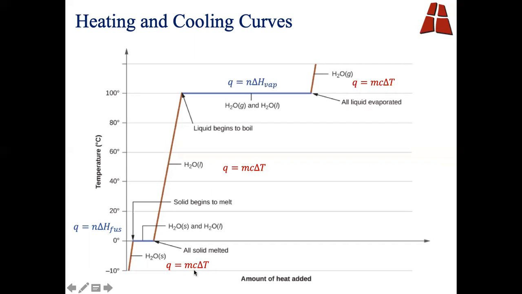Something that is different is going to be C. The specific heat for solid water, the specific heat for liquid water, and the specific heat for gaseous water are all going to be different. So we'll end up with different values for all of those. Otherwise, we can use the same equation each time.